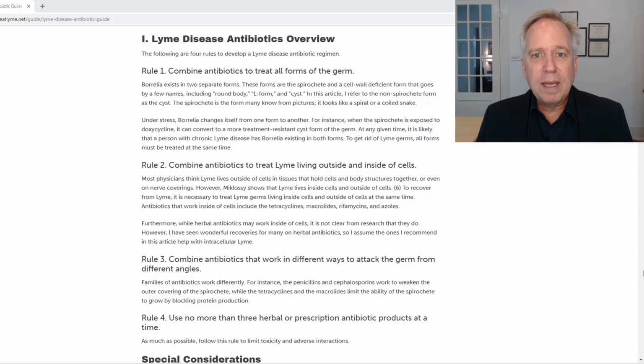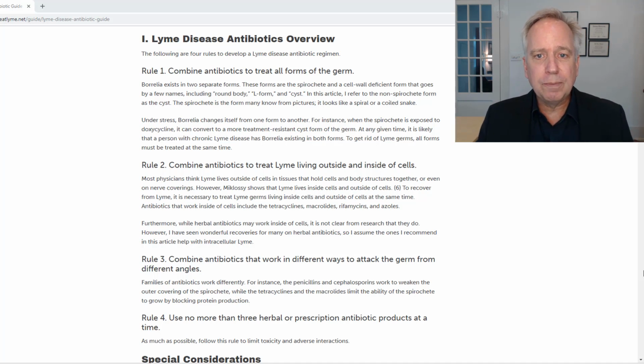Okay. So we think that Lyme exists as something called a spirochete. That's the thing that looks like a corkscrew. You probably have seen pictures of that on the internet. That has a covering on it. We also think that Lyme exists in another form, which goes by many different names. Sometimes it's called a cyst form, sometimes it's called a round body, sometimes it's called an L form. So those are generally the 2 forms.